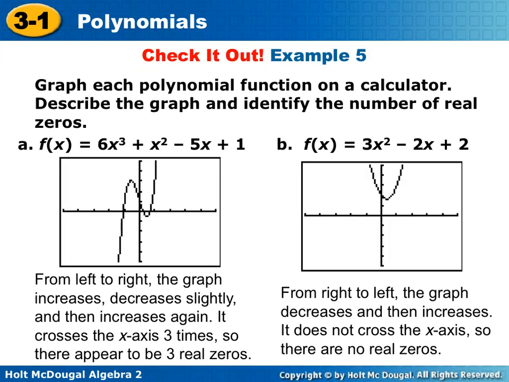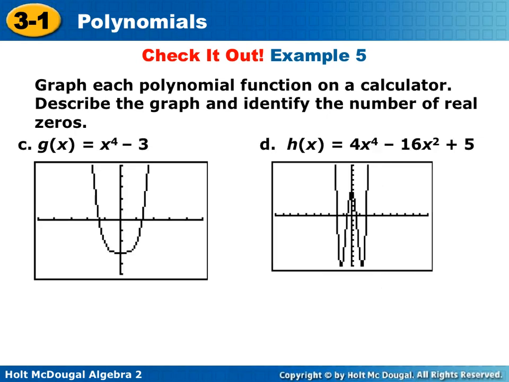Another set of examples, increasing, decreasing, increasing, and this one has 3 zeros, 1, 2, and 3. This one, decreasing, increasing, there are no zeros for this one, so it says no real zeros. Next slide, I'll let you try 2 of them here. So go ahead, hit pause, describe the graph, so that's increasing or decreasing, and then tell me how many real zeros. Hit pause and I'll show you the answers when you're done.